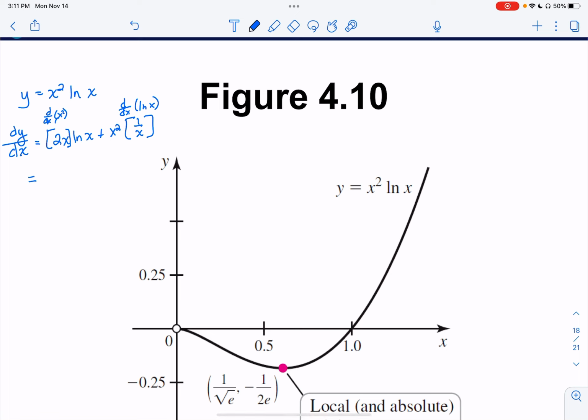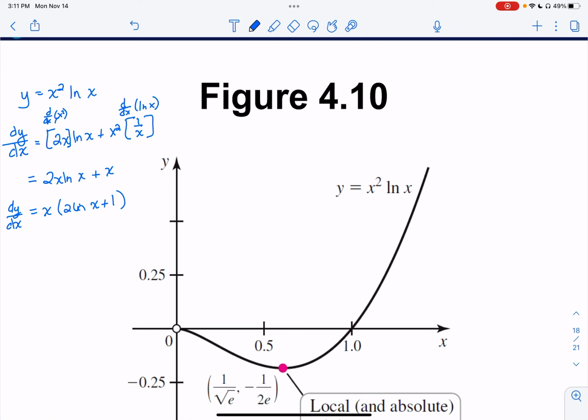All right, so this means that we have 2x natural log of x plus x. If we wanted to, we could factor out an x, and we could say that dy dx is equal to x times 2 natural log of x plus 1.